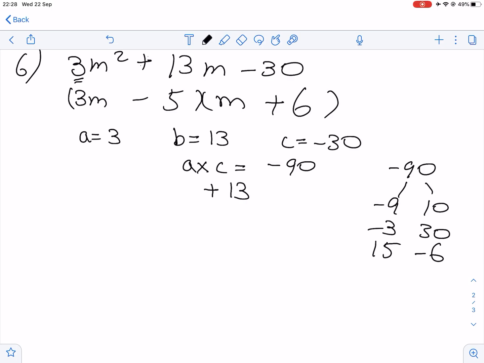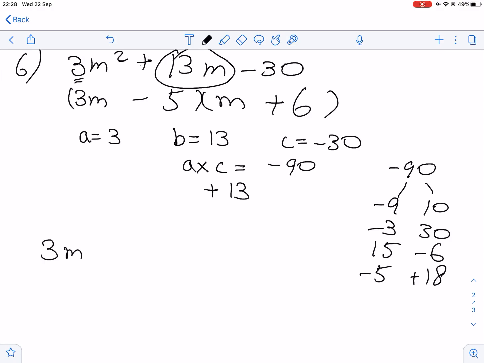You can try 5 and 18, give you 90. Then we can have minus 5. We need plus 30, so we have plus 18 minus 5. So let's do this. I can split this 13m into minus 5 and plus 18.